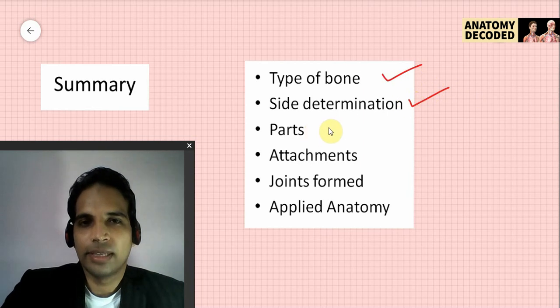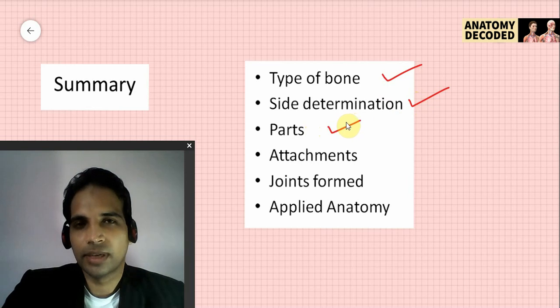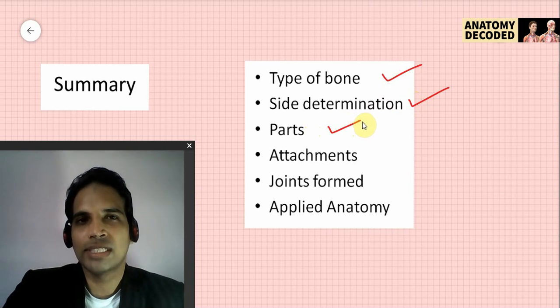Then various parts of the scapula we learnt. Since it is triangular in shape, it has 3 borders and 3 angles, then 2 surfaces, costal surface and the dorsal surface. The dorsal surface is divided by the spine of the scapula into supraspinous fossa and infraspinous fossa. Then various processes of the scapula: the coracoid process, the acromion process, the spinous process.